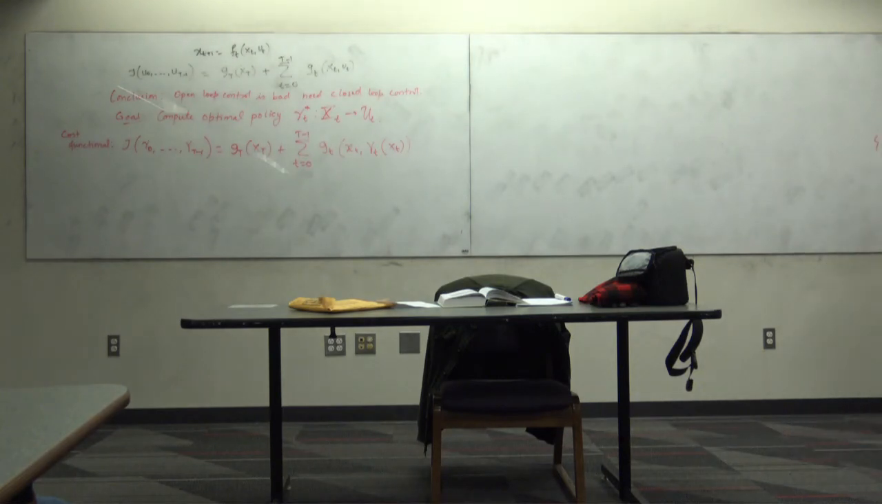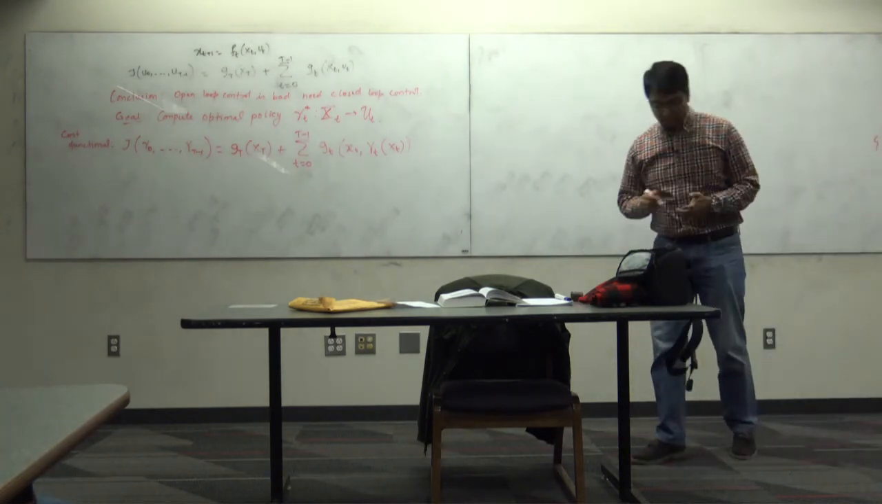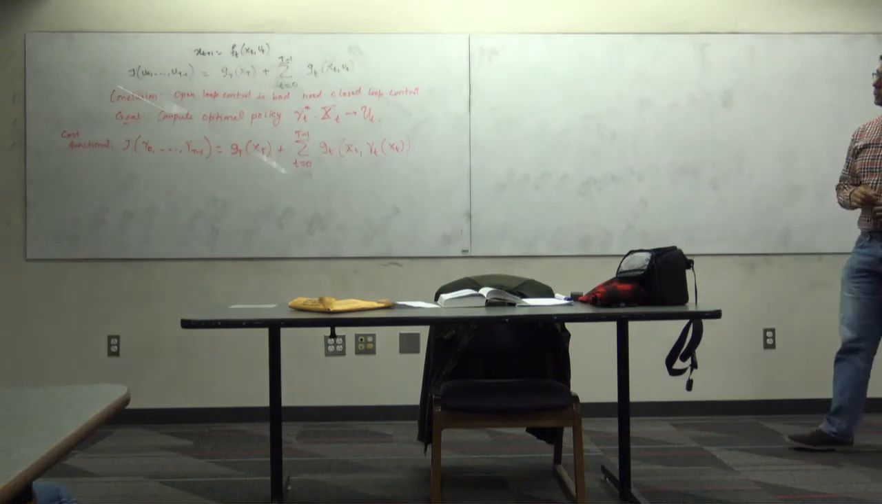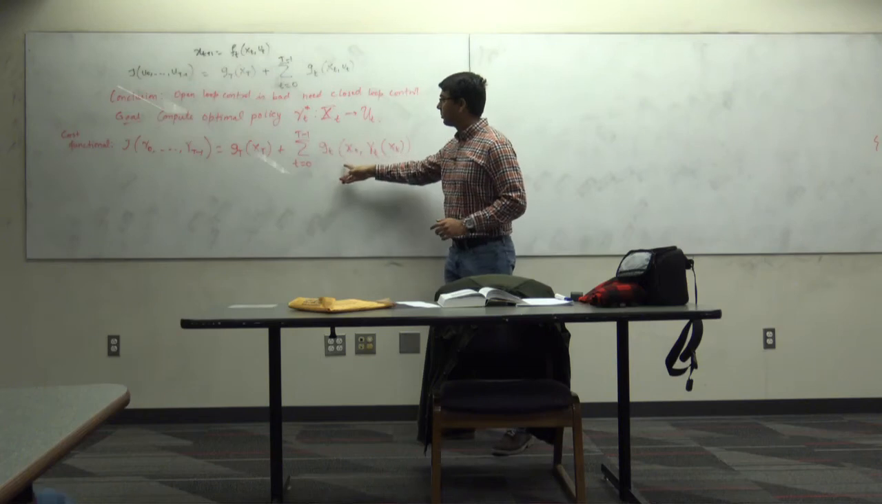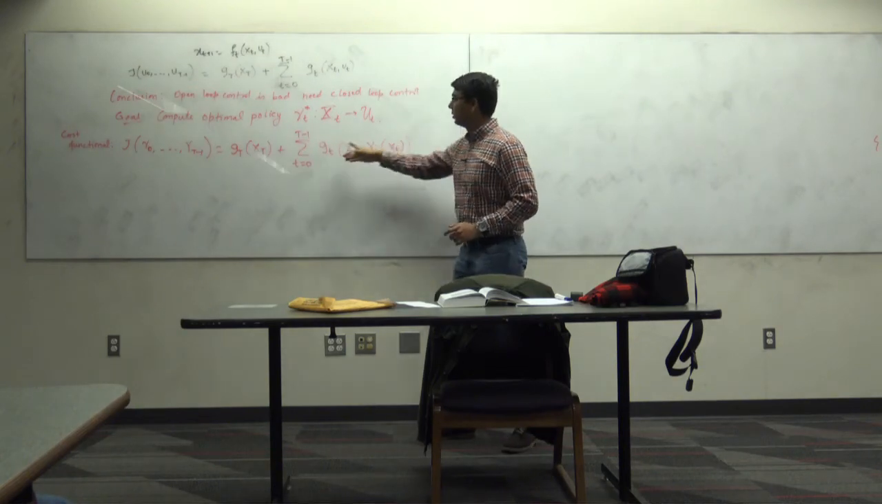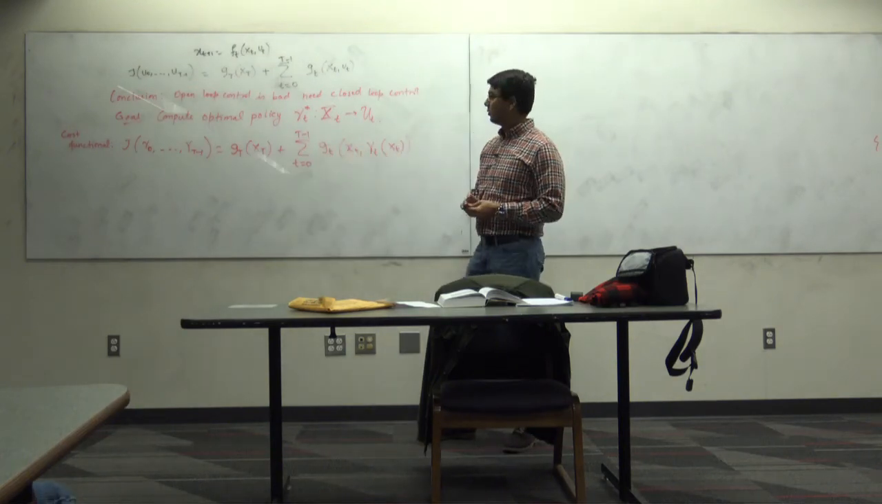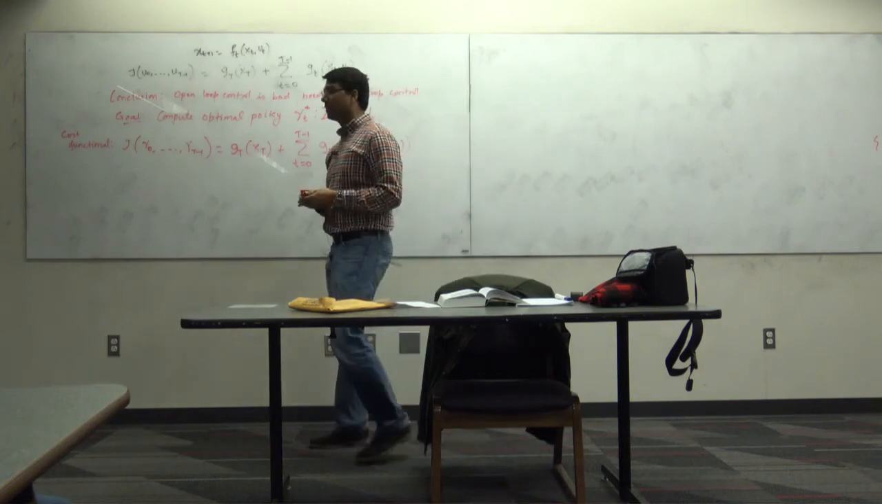Okay, so suppose somebody gave you this problem that open loop policy is bad, I need closed loop control, so I need to compute the optimal policy that minimizes this whole objective function. What would you do? Well, question first.